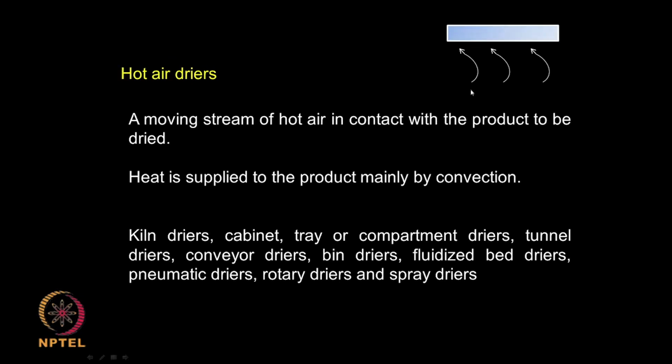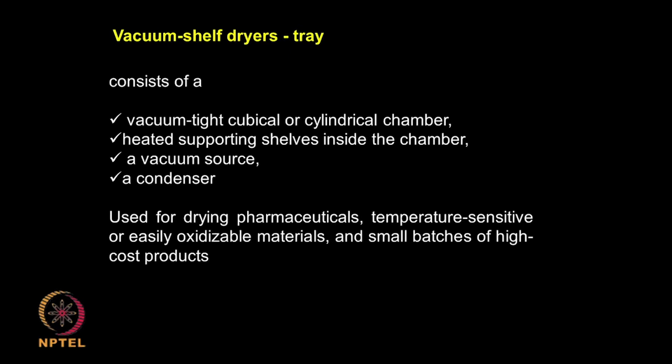So, hot air dryers: you have hot air flowing, and then maybe there are trays on which the solid is kept, which gets dried. So, a moving stream of hot air is in contact with the product. It is generally by convection, like kiln dryers, cabinet dryers, tray dryers, compartment dryers, tunnel dryers, conveyor dryers, bin dryers, fluidized bed dryers, pneumatic dryers, rotary dryers and spray dryers and so on. So, a lot of different types of dryers, and all of them are based on hot air flowing in.